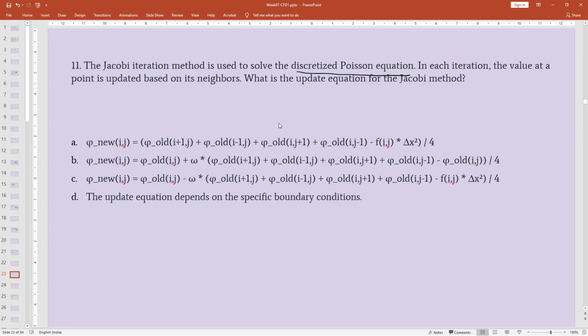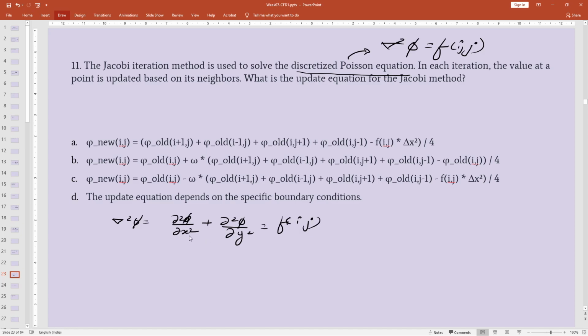So the question is about the Poisson equation. The Poisson equation is del square phi is equal to f of i, j. Here it is in two dimensions. Then the equation becomes del square phi is equal to, sorry, dou square phi by dou x square plus dou square phi by dou y square is equal to f of ij.